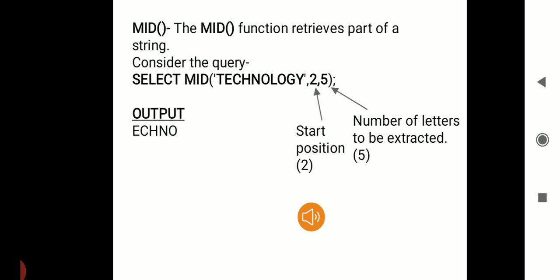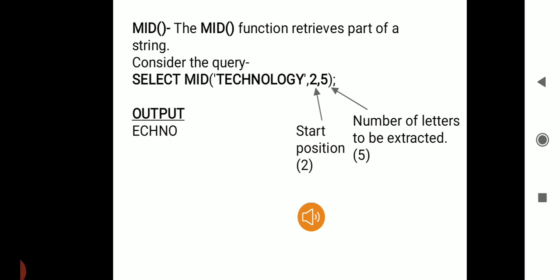So what does this query mean? See the numbers separated by comma just after the word technology. They have different meanings. The first number is the starting position. In this query, it is 2. And the second number is the number of letters to be extracted. In this query, it is 5.